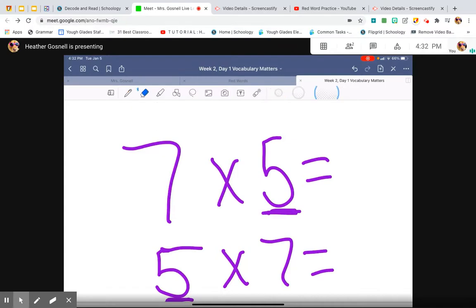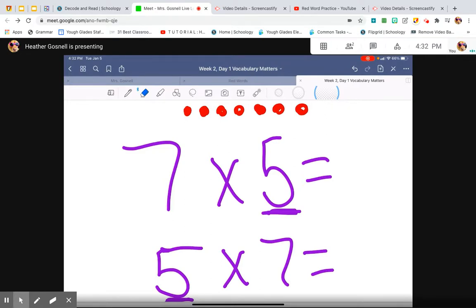Now I'm going to draw up to 7 dots because I'm going to skip count up to 7. I'm going to go 5, 10, 15, 20, 25, 30, 35. I'm going to stop. I stop skip counting. Why? Because 7 is my other factor. If I'm using skip counting to multiply, I need to stop skip counting when I reach my other factor here, which is 7. What did I get? That last number I skip counted will be my answer.